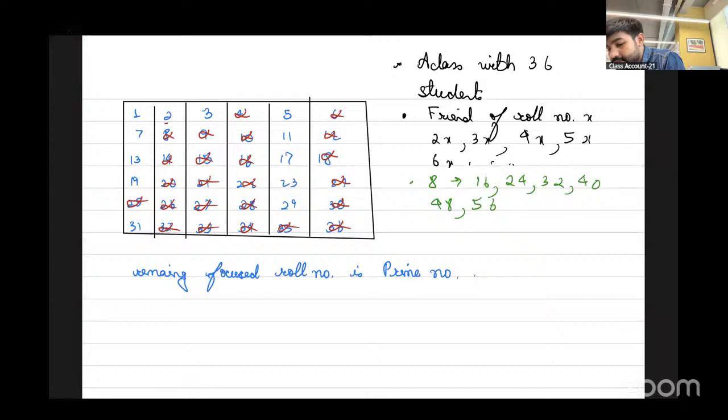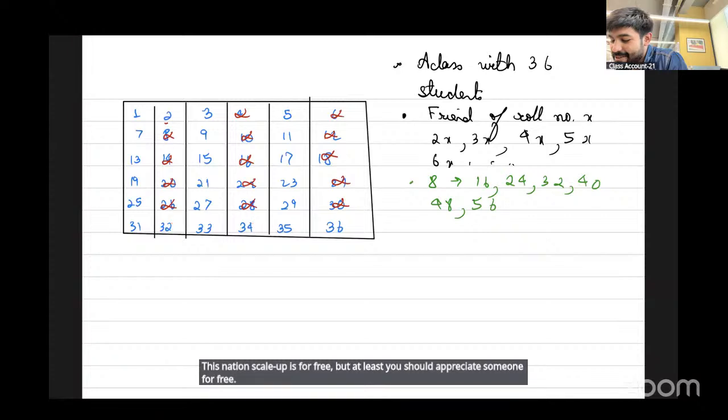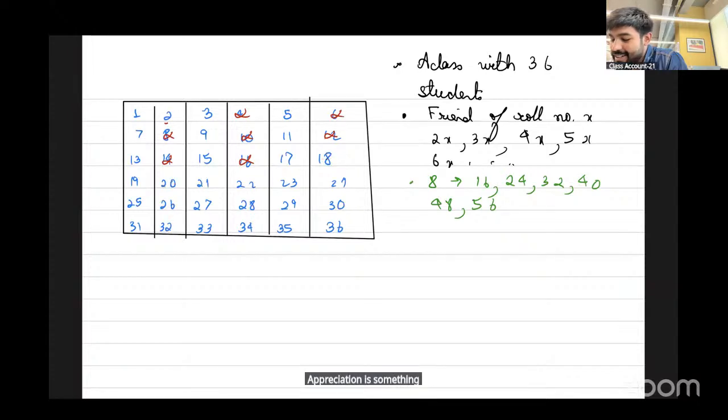See this again. And for the one I am explaining again, I should get appreciation from them. This Nation Skill Up is for free, but at least you should appreciate someone for free. Appreciation is something which people deserve, even if the product is free.